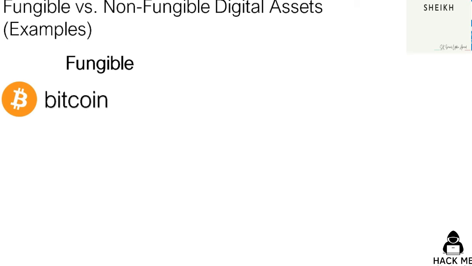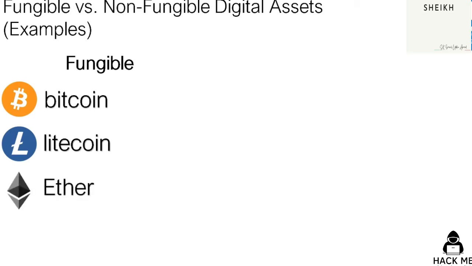You really don't care. You just want to get Bitcoins. In your world, every Bitcoin is the same. Same thing applies to Litecoin. If I give you Litecoins, you don't care if it's the first Litecoins I got or the last ones. Same thing with Ether as well. You don't care which Ether I give you. If you want to get paid in Ether, I can pay you in every Ether I give you, whether it's the first one I got or the last one, they're all exactly the same.